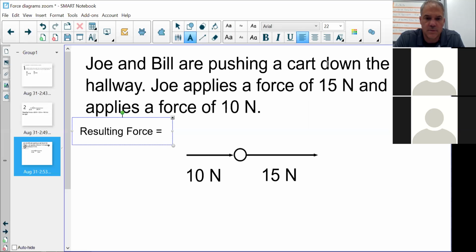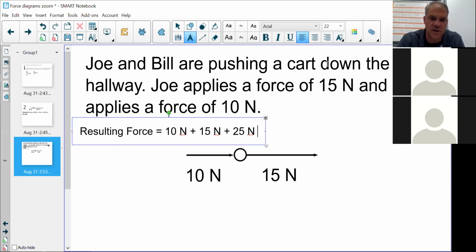We're going to add them. We are going to add them, and the reason we're going to add them is because they're in the same direction. So these two forces are working together, right? We have a name for that: cooperating forces. So with cooperating forces, we add them together to get the resulting force. So it's 10 newtons plus 15 newtons, and that equals 25 newtons. And then we should have the direction there.